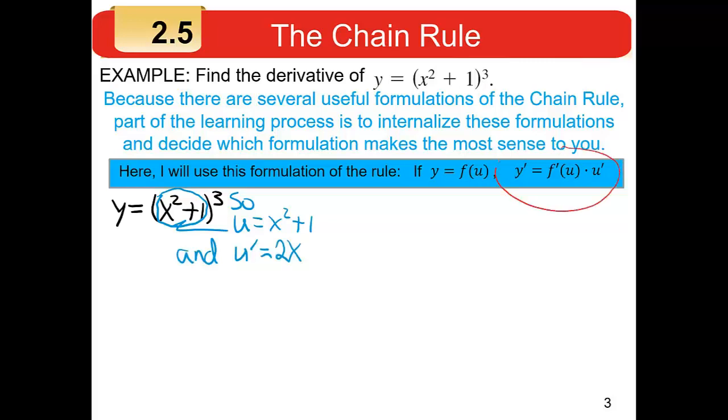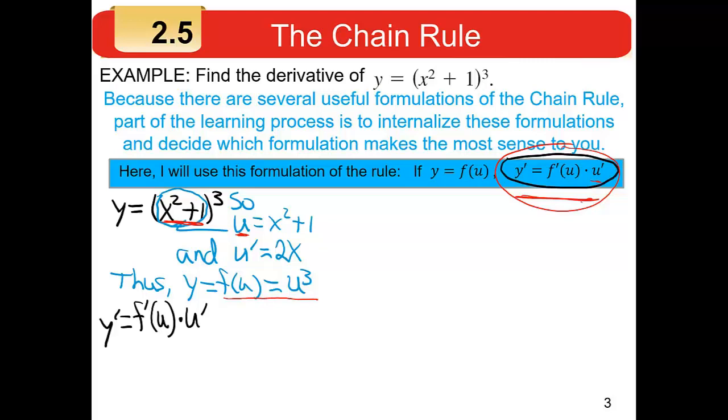The formula says you're going to have u prime. So what we've written now is y is a function of x. We let u be this x squared plus 1, so we end up with f of u equal to u cubed. It's really the quantity x squared plus 1 cubed, but we're letting u be x squared plus 1, so it'd be u cubed. And applying the chain rule, all we have to do is take the derivative of the f function, the outside function, which is the u cubed, and then multiply it by the u prime, which we've already calculated.